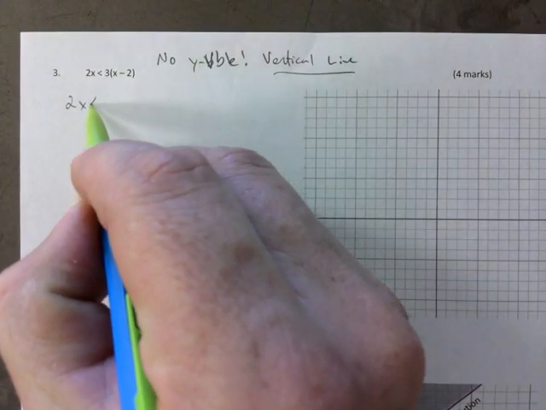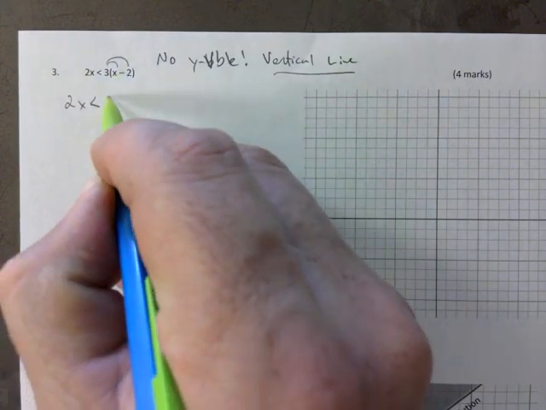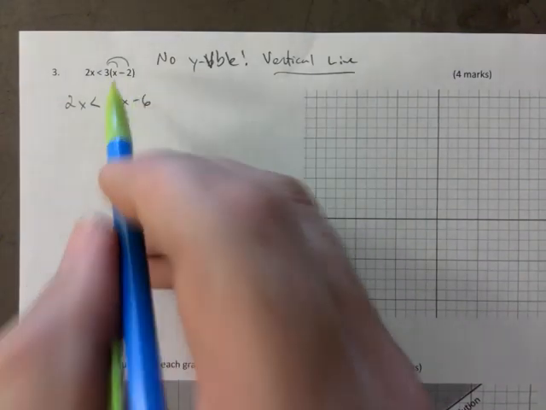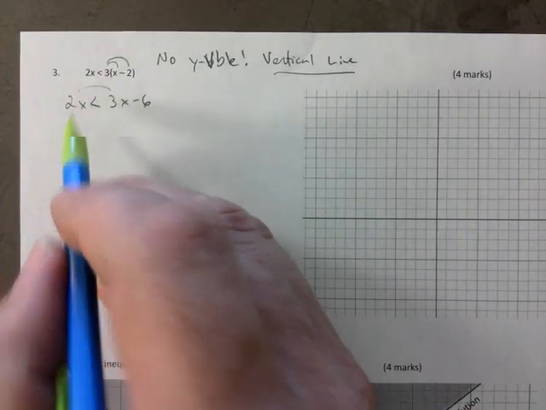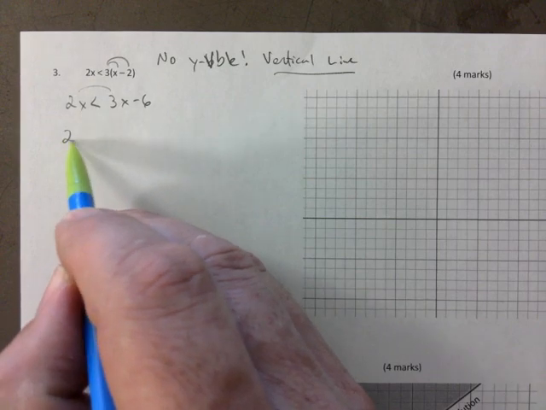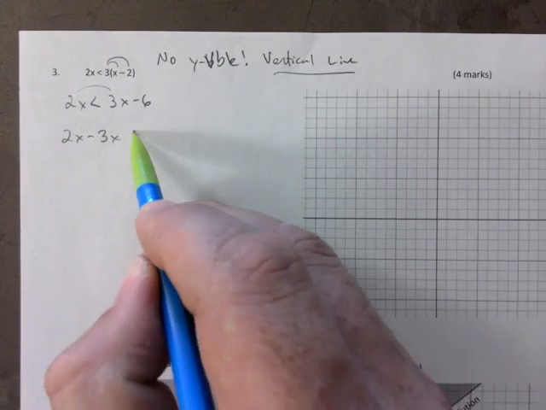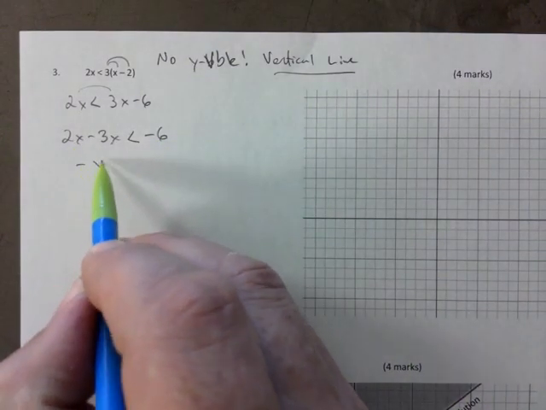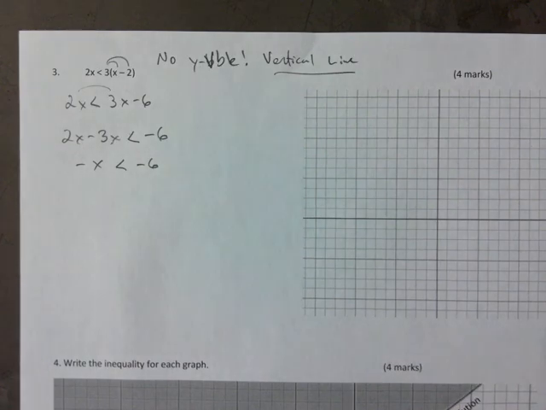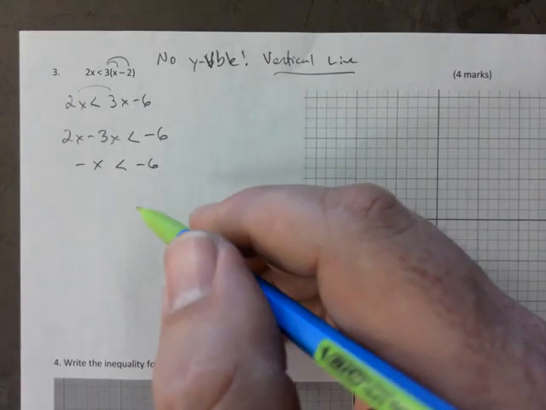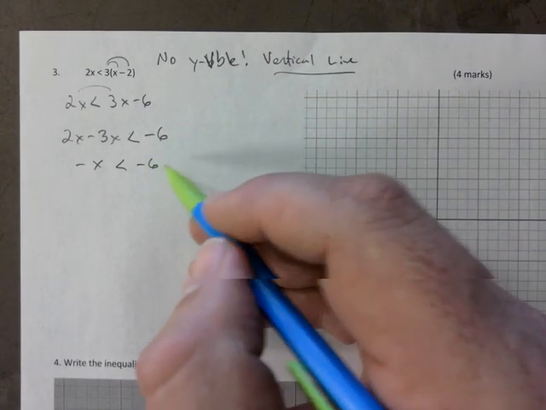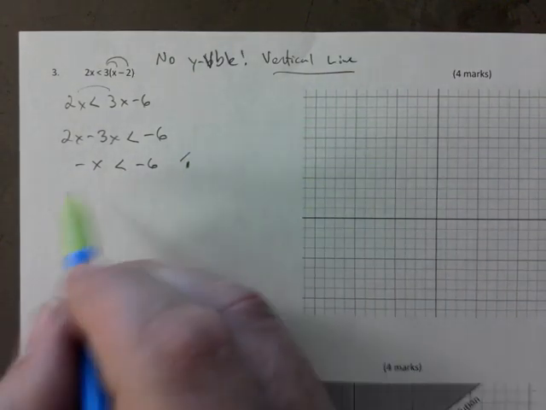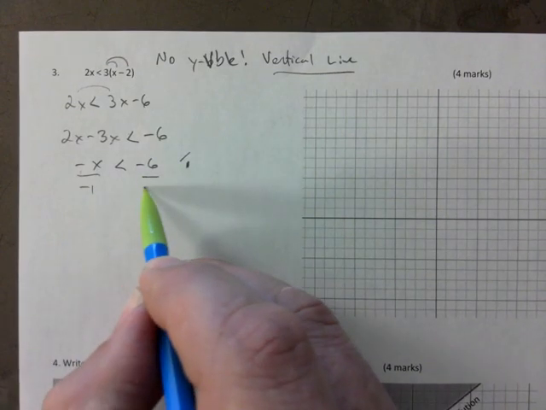So 2x is less than, you multiply this out. So that's 3x minus 6. Right? You first have to get rid of the brackets. Then I'm going to bring the 3x over to this side. So it's going to be 2x minus 3x is less than negative 6. This gives you negative x is less than negative 6. Let's say you get 1 mark at this stage. Okay, if you get it to that point, I give you 1 mark. Then you need to divide both sides by negative 1.